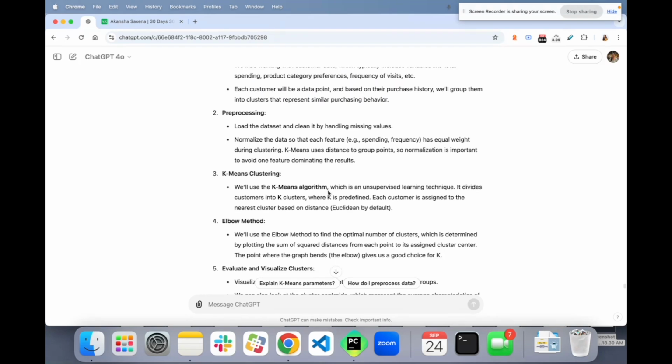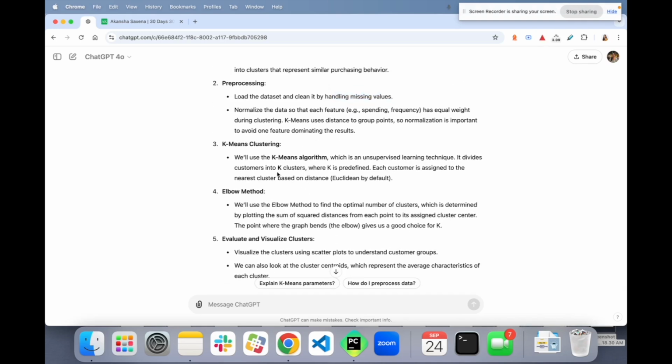Then we will pre-process. We will load the data set and clean it by handling missing values. We have been doing that with a lot of our problems in the past. Normalize the data set so that each feature has equal weight. I guess we did that by applying scaling on one of our problems. K-means uses distance to group points, so normalizing is important to avoid one feature dominating the others. This is also called standard scaling, and we understood why we have to do it: one feature should not dominate another because it has a large range.